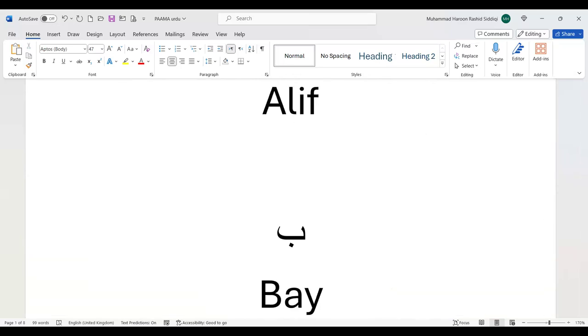Just for everyone who wasn't in my class last time and is here for the first time, these are all the alphabets of Urdu. We have 39 alphabets in Urdu, though in some places it's also 40. These are 39, starting with Alif, Bay.